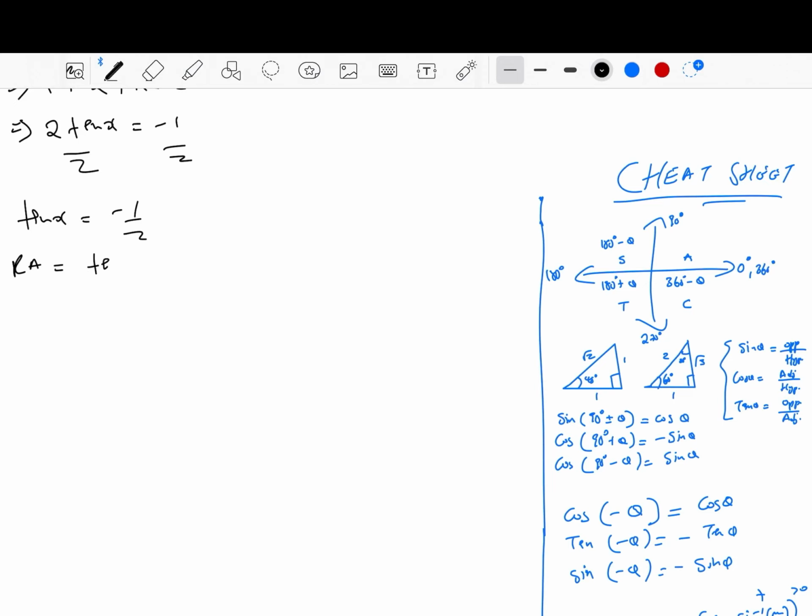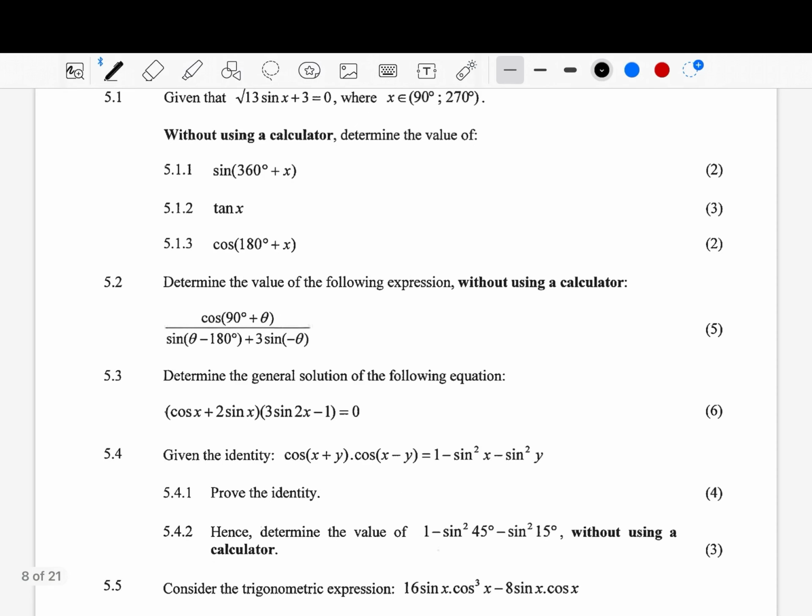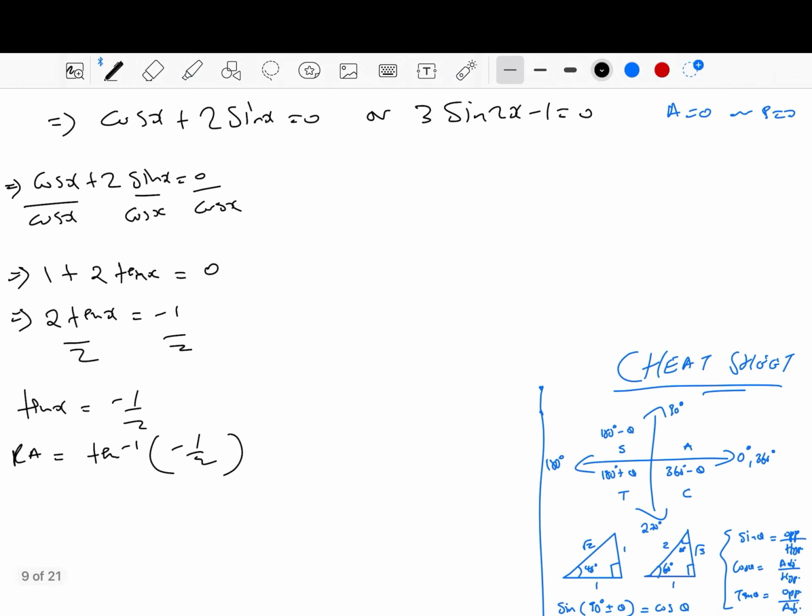So the reference angle is tan inverse of negative half. And they didn't say without a calculator, oh, they say without a calculator. Oh no, they didn't say that. Without a calculator. So let's bring our calculator.